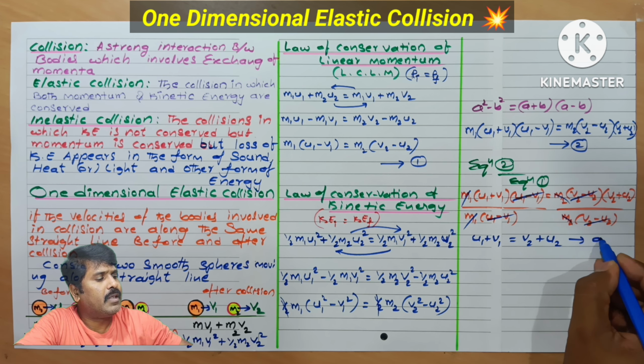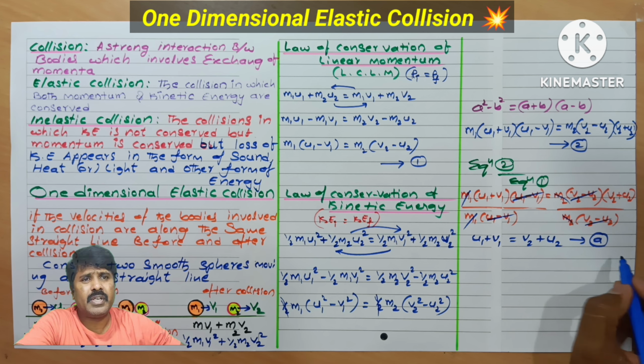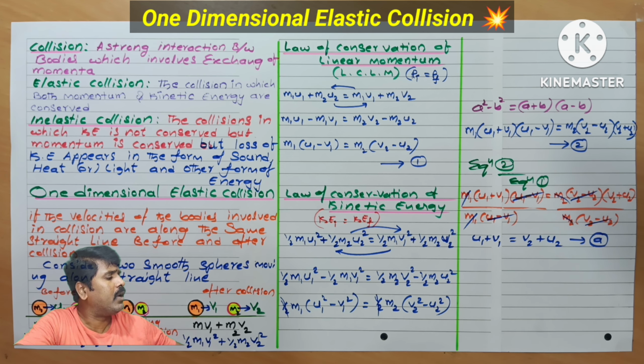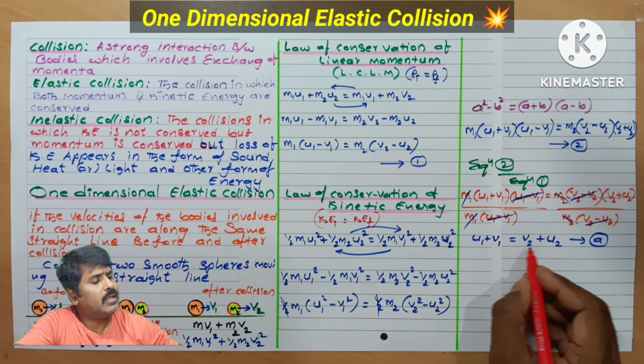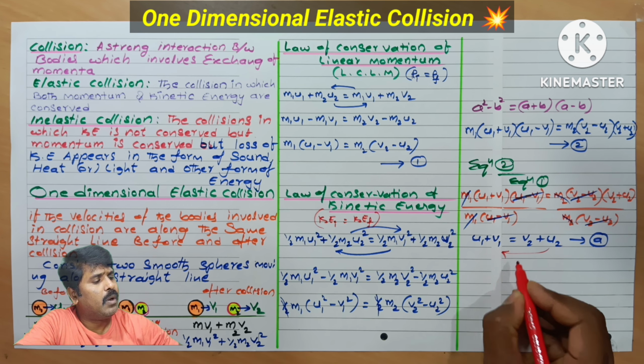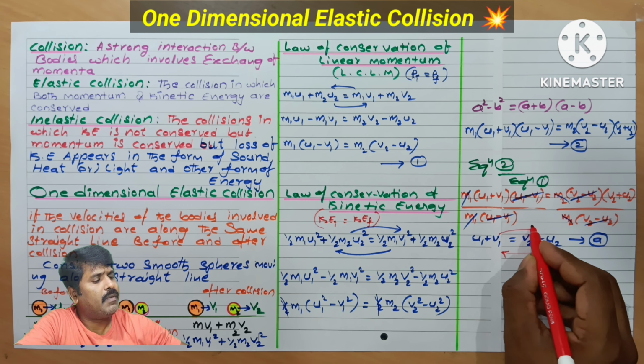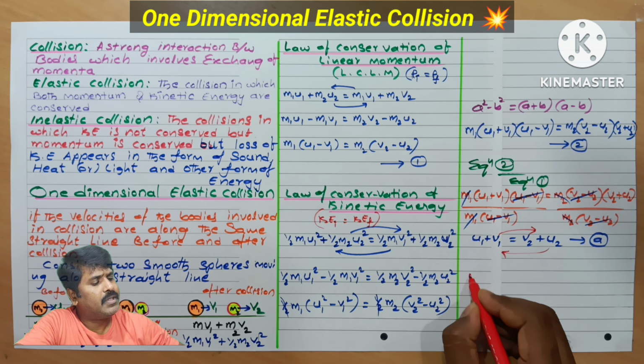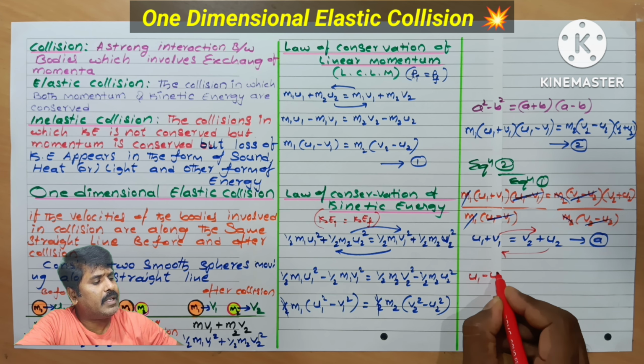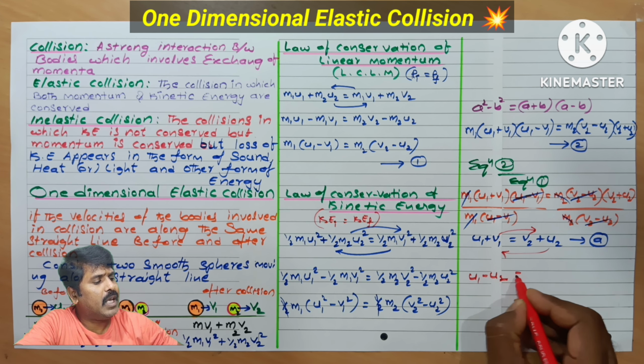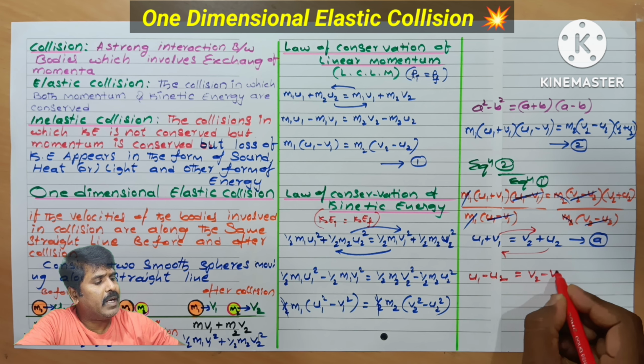Now I consider this as equation A for better understanding. Continuing to the next step, rearranging with u2 on the LHS and v1 on the RHS, the resultant equation is u1 minus u2 is equal to v2 minus v1.